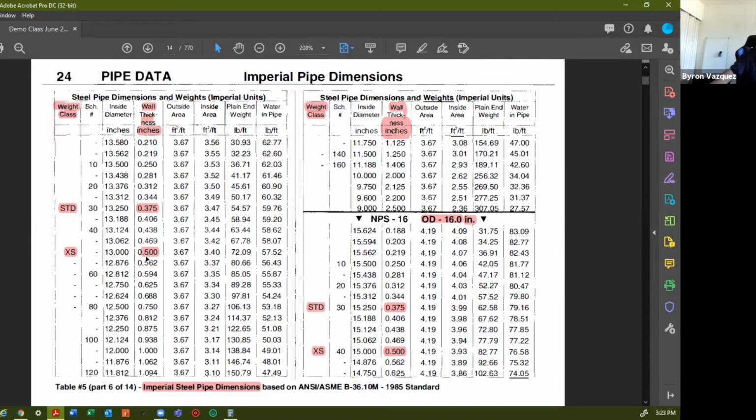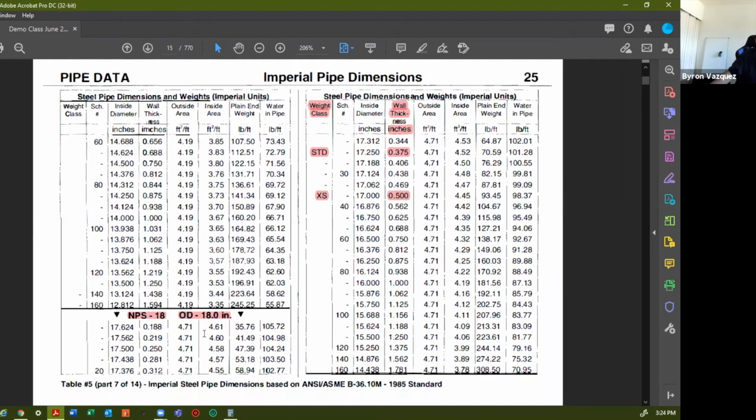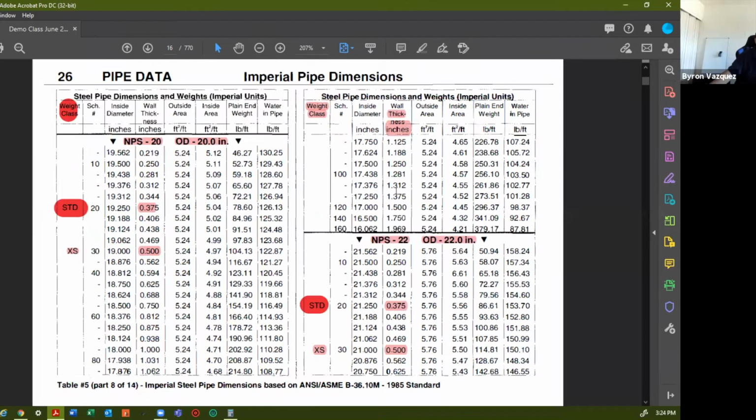So anything above 14 inches, that pattern continues all the way. So 16-inch standard, 0.375, extra strong, 1/2 inch, and that trend continues. 18-inch standard pipe has a wall thickness of 0.375 or 3/8, and extra strong has a wall thickness of 0.5. Same for 20 and 22 inches, right? Standard 0.375, extra strong or extra heavy, 0.5. 22 inches standard, 0.375, extra strong, 0.5.